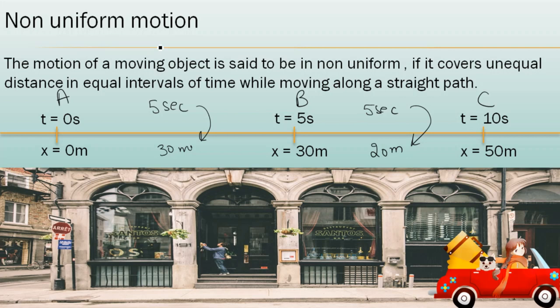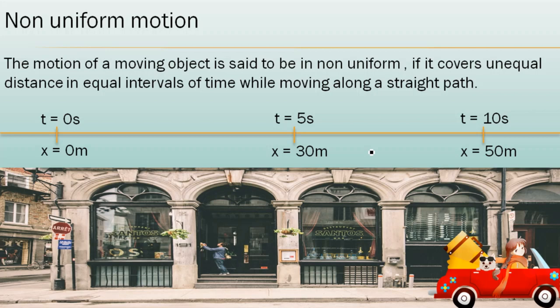So non-uniform motion means when object covers unequal distance in equal intervals of time. Actually, time is equal only, but here distance is unequal. So it is known as non-uniform motion.